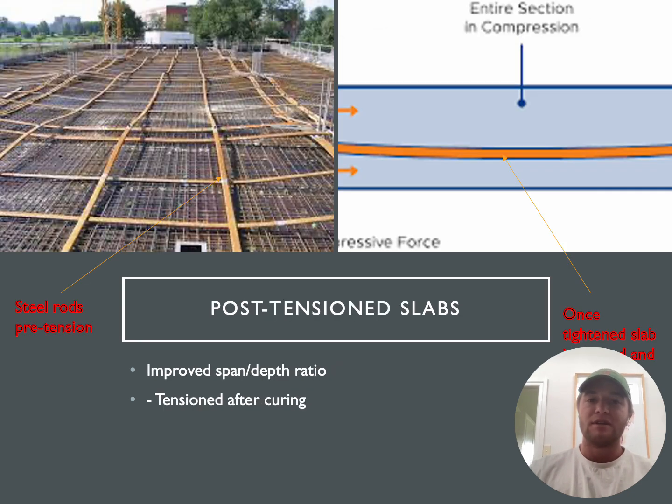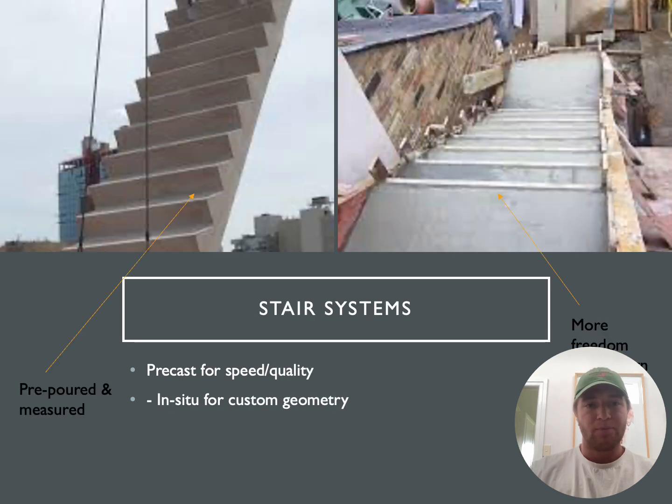Post-tension slabs are increasingly used for their structural efficiency. Steel tendons are tensioned after concrete cures, creating internal compression that resists load. This allows thinner slabs and longer spans, ideal for car parks and open-plan office spaces.